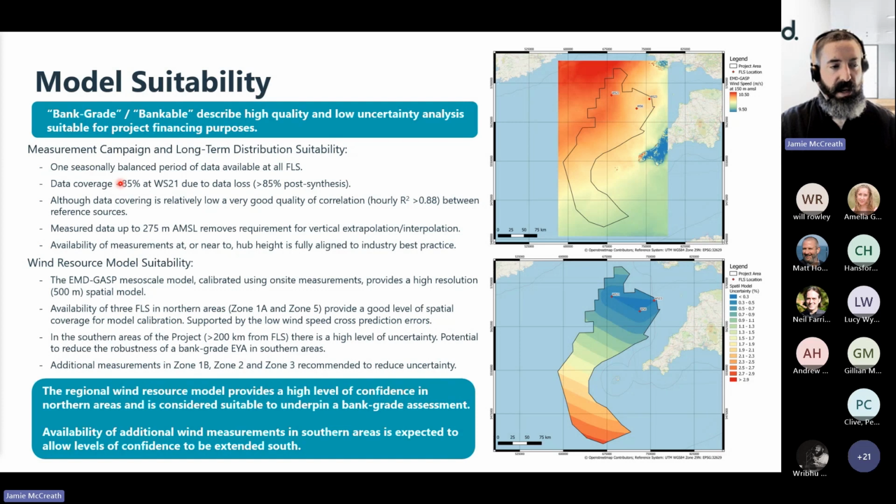The data coverage, as I mentioned, is less than 85% on WinC21, but with the data synthesis, this comes up above the threshold of 85%. So there's no issues really concerning the data coverage levels.